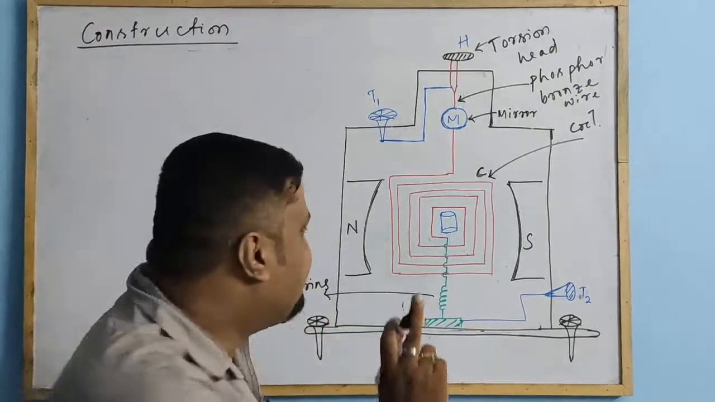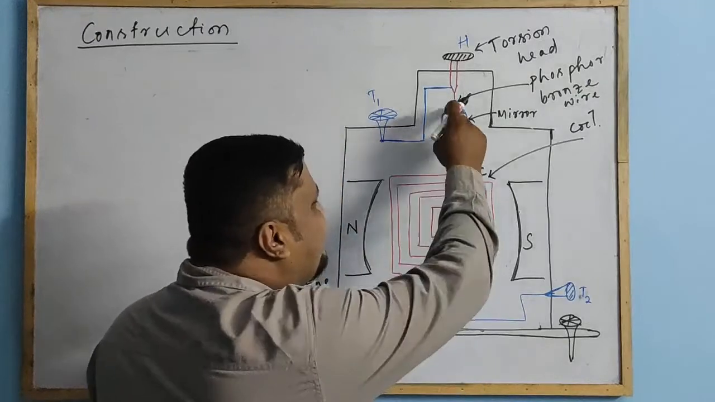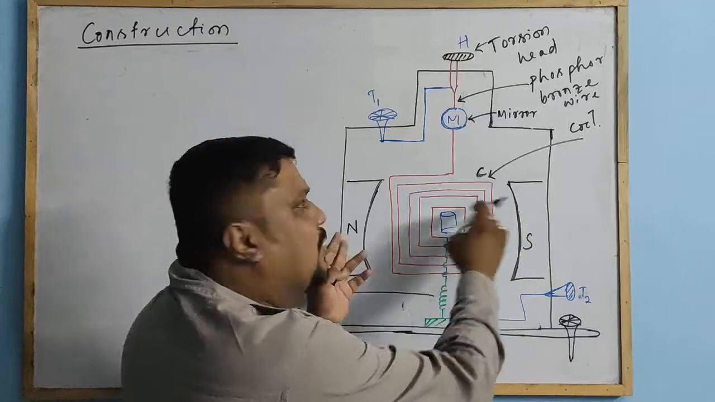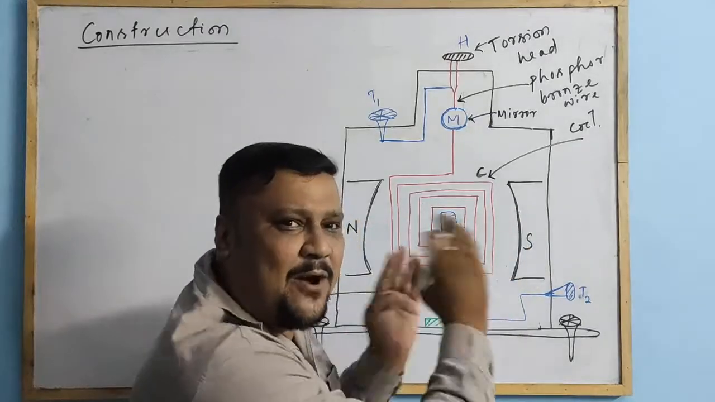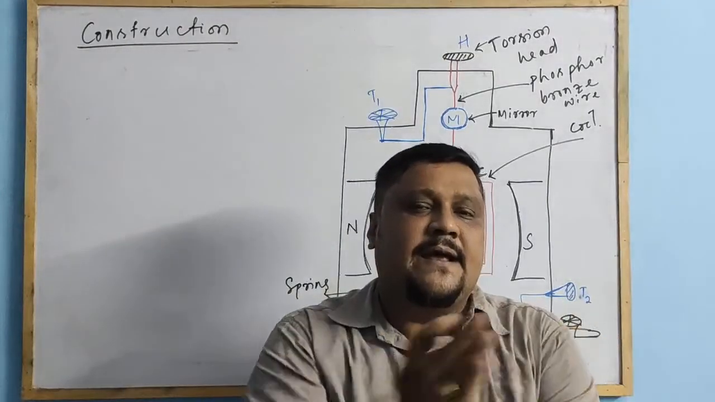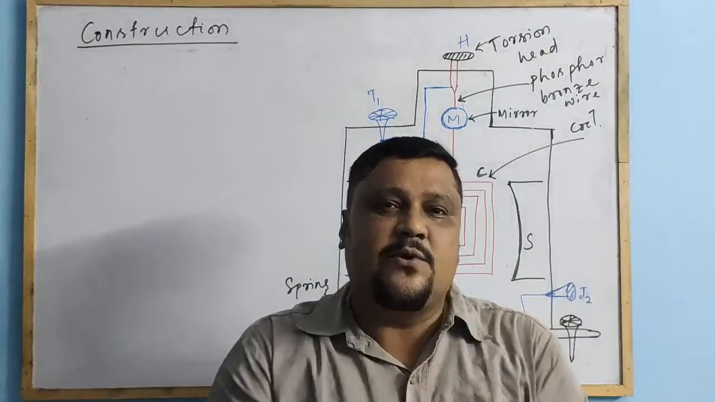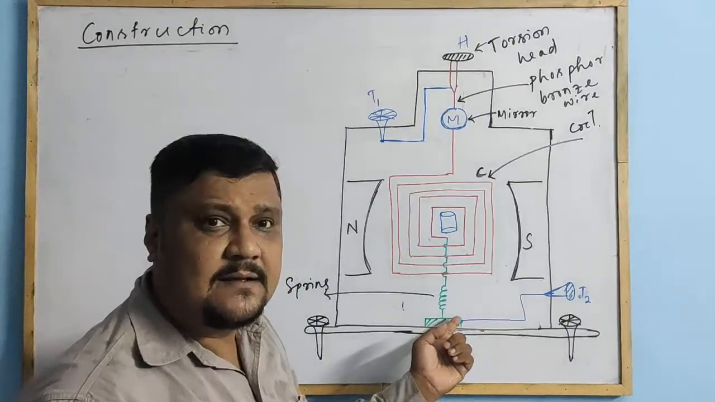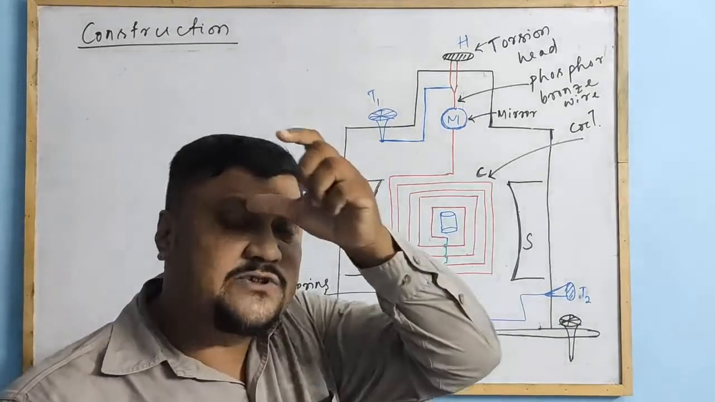Get an idea: when current flows through this coil, it is in a magnetic field. There are two poles, which give a magnetic field. Then the coil will rotate. When the coil rotates, the spring tries to bring the coil back to its restoring position. The spring gives the restoring torque.